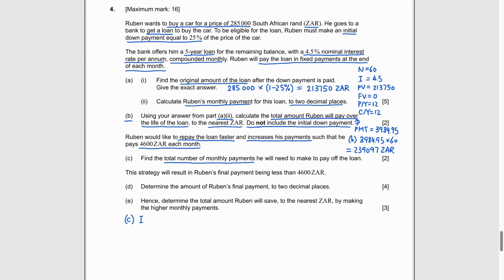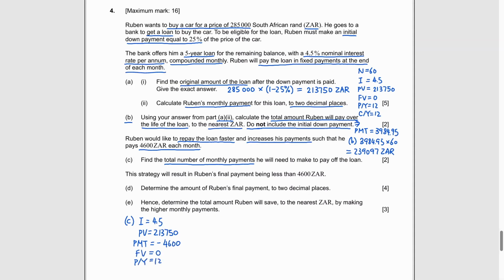Next, if the monthly payment comes to 4,600, we want to find how many monthly payments will be required. We set n as the unknown and input I equals 4.5, PV 213750, PMT negative 4600, FV 0, PY 12, CY 12. We get n equals 52.